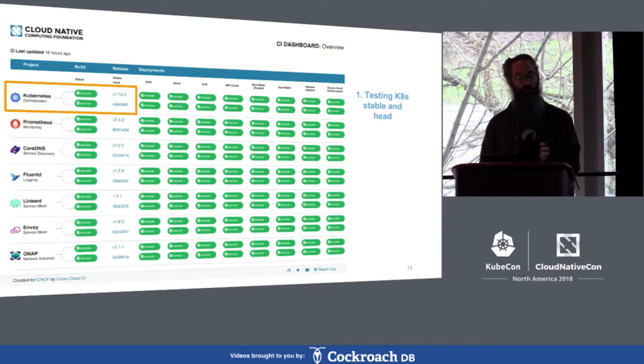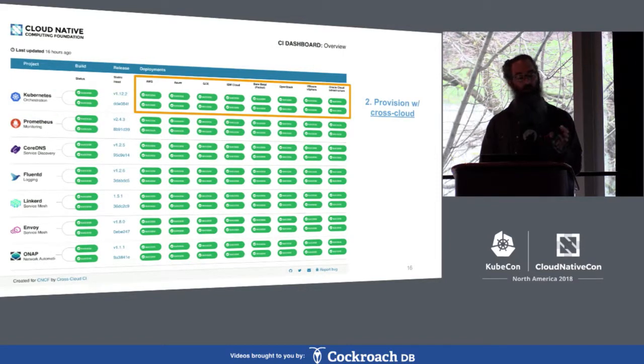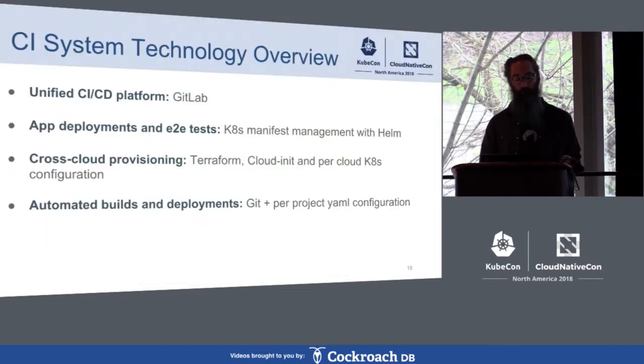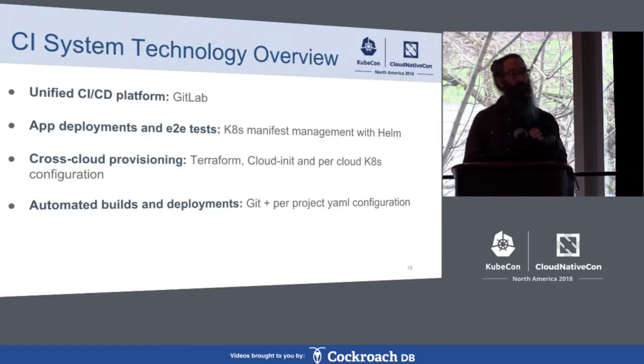So this is showing those releases on the dashboard for CNCF CI. We're doing the stable and head of master, and then we provision the clouds with those releases. So these are all individual clusters, and then we use Helm to deploy the apps to all of those clusters. So a quick overview of the whole system.